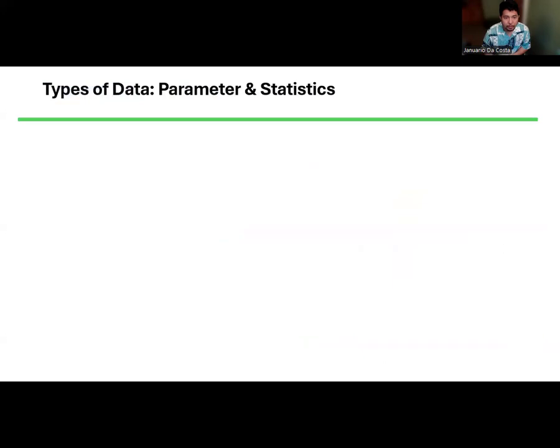All right. Next is types of data. There are two: parameter and statistics. Okay? What is a parameter, and what is a statistic?